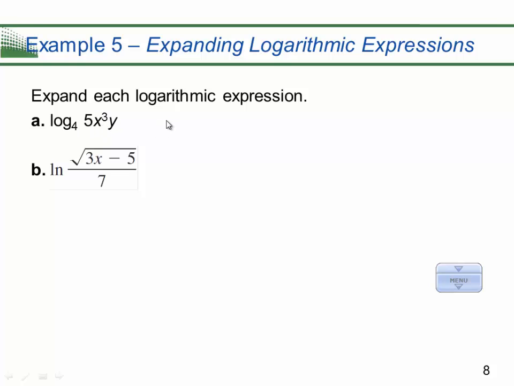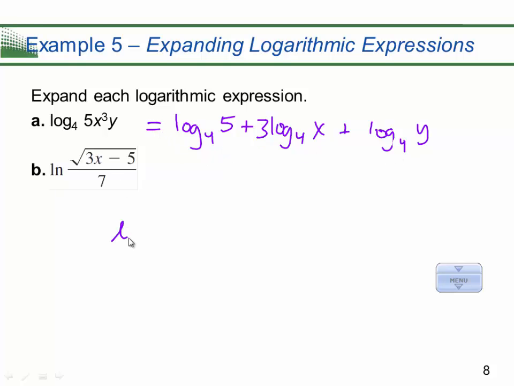So we learned that the log of a product of things being multiplied, you can change that to addition. So you can change that to log base 4 of 5 plus log base 4 of x cubed plus log base 4 of y. And with this, I actually can bring down the 3, so I can put the 3 out front. And there's my expression that's expanded.